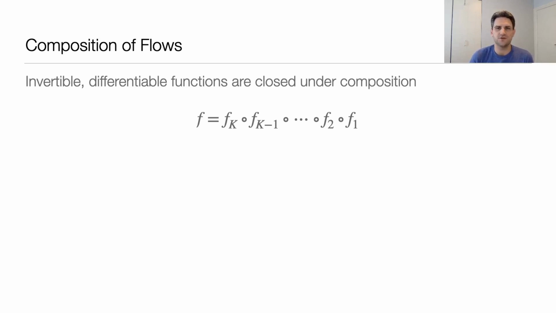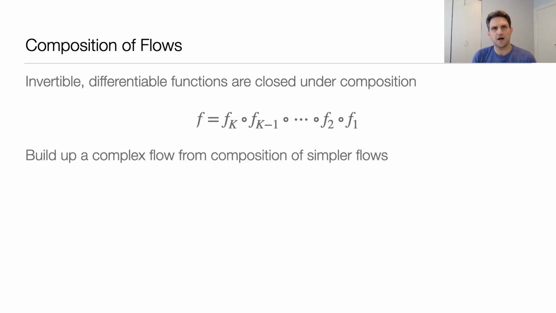But what this does do is it allows us to build up complex flows from the composition of simpler flows, right? So you can think of this in a deep learning world as stacking layers upon layers upon layers in order to get more and more complex functions, more and more complex classifiers and transformations, okay?